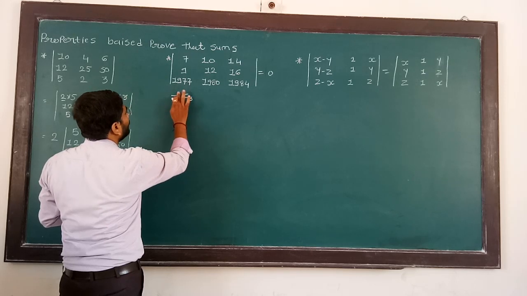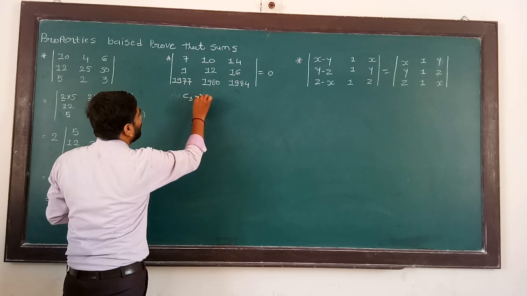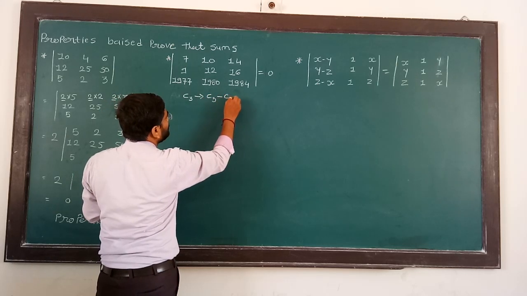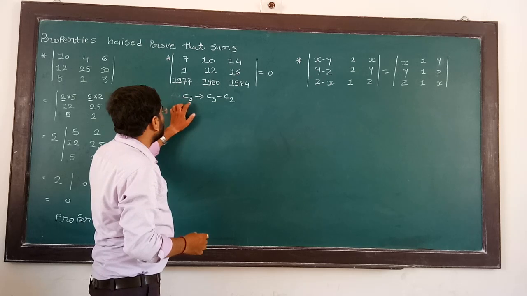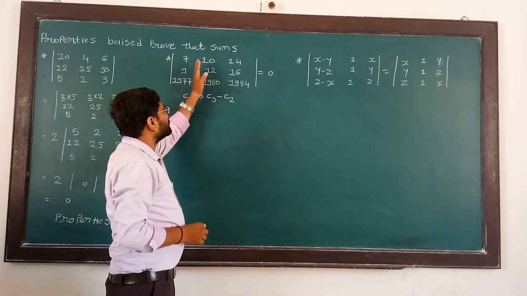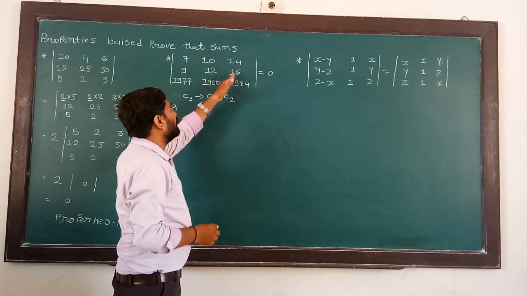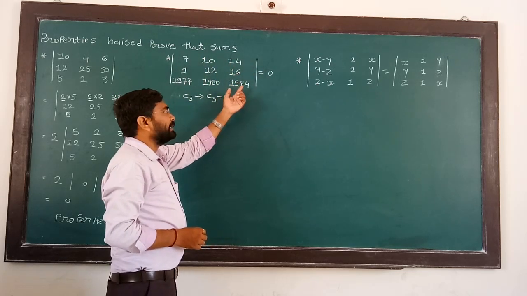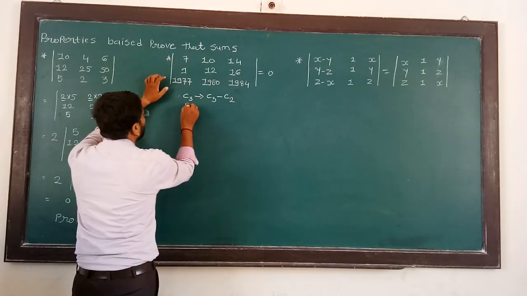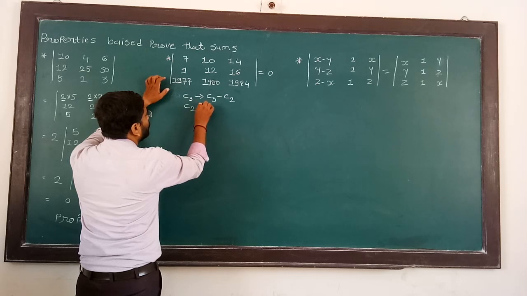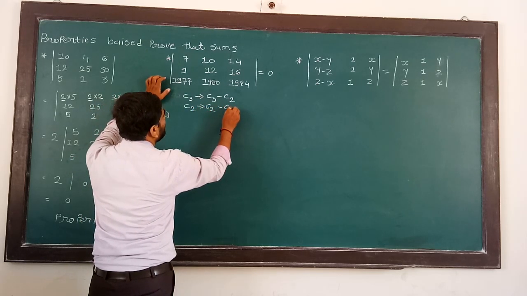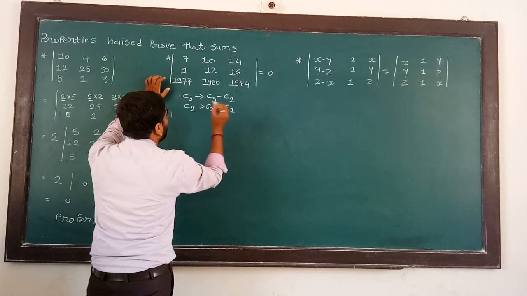C3 implies C3 minus C2. See the students, here in the C3 column we do C3 minus C2, that is 14 minus 10, 16 minus 12 and 1984 minus 1980. Same as column number 2, C2 minus C1.